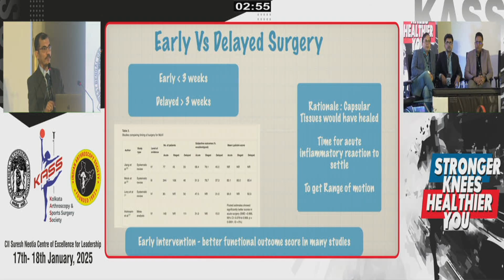Whether early or delayed surgery? Early surgery means, by definition, within 3 weeks' time. Not to do it within 3-4 days; do it around 10 to 14 days up to 3 weeks. That is called early surgery. Delayed surgery means doing it after more than 3 weeks. Early surgery has been shown to have a better functional outcome than delayed surgery. So unless there is a time constraint, you try to do it within 3 weeks, from 10 to 14 days. That gives a better outcome.